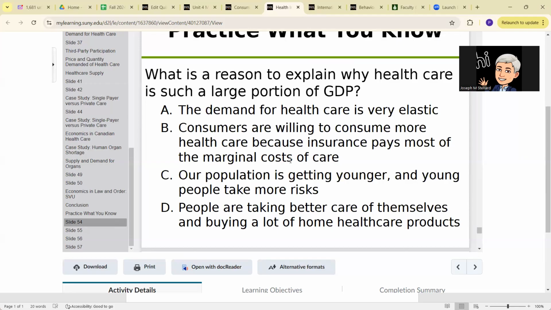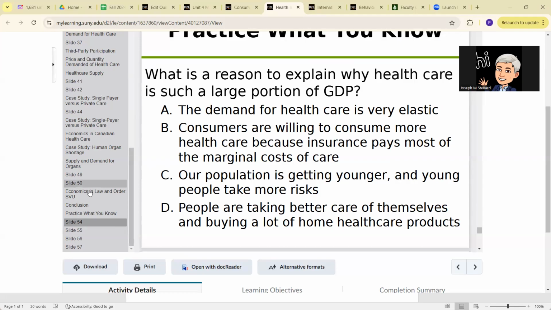Our population is getting younger, and young people take more risks. That is not true, and difficult to prove as well. And people are taking better care of themselves and buying a lot of home healthcare products. That is not true either, not generally, and it certainly wouldn't explain why healthcare costs are running amok.